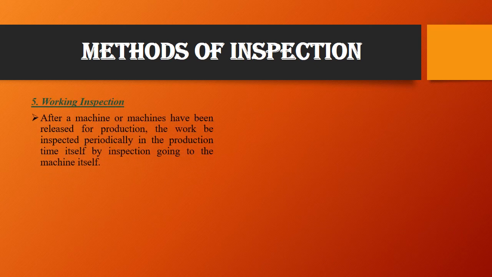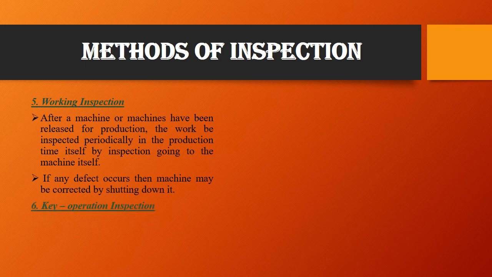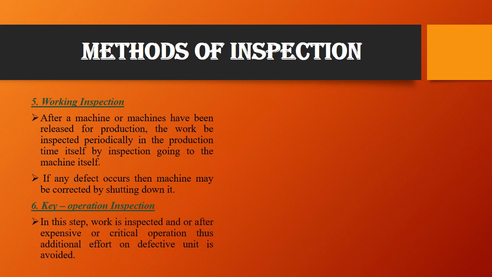And the fifth type of inspection is working inspection. After a machine or machines have been released for production, the work is inspected periodically during production time itself by the inspector going to the machine itself. If any defects occur, then the machine may be corrected by shutting it down. The sixth one is key operation inspection. In this step, work is inspected before or after an expensive or critical operation, thus additional effort or defective units are avoided.